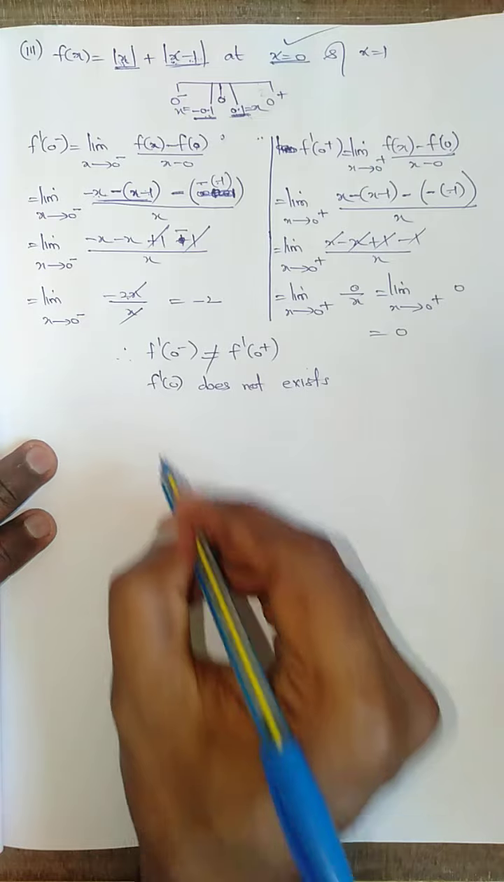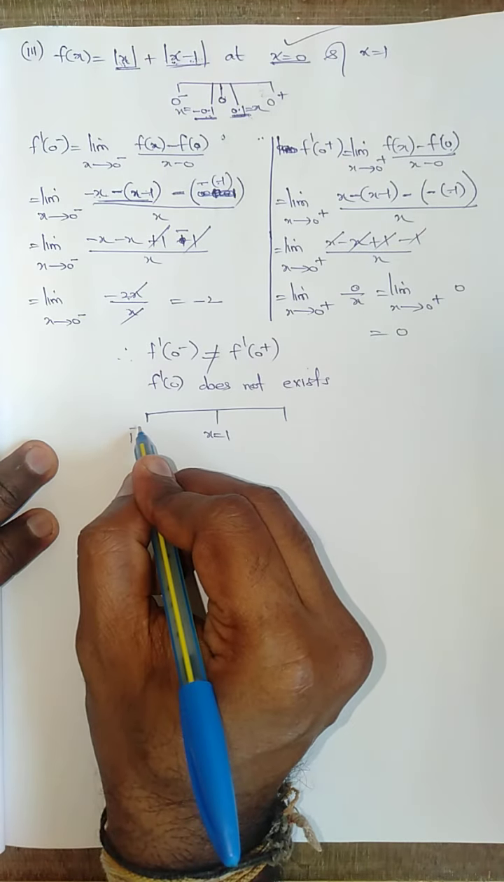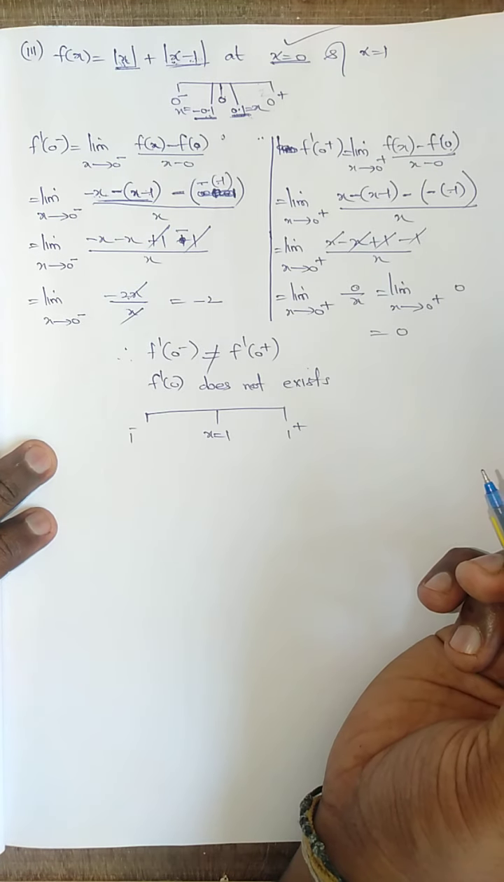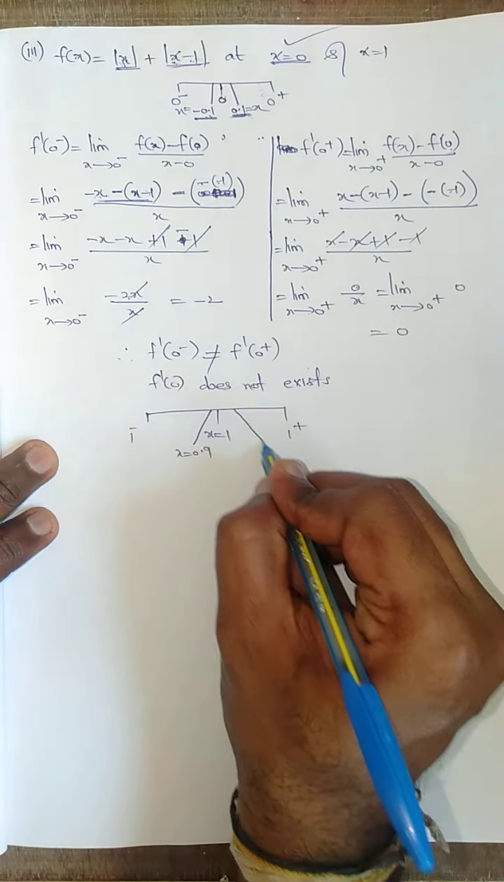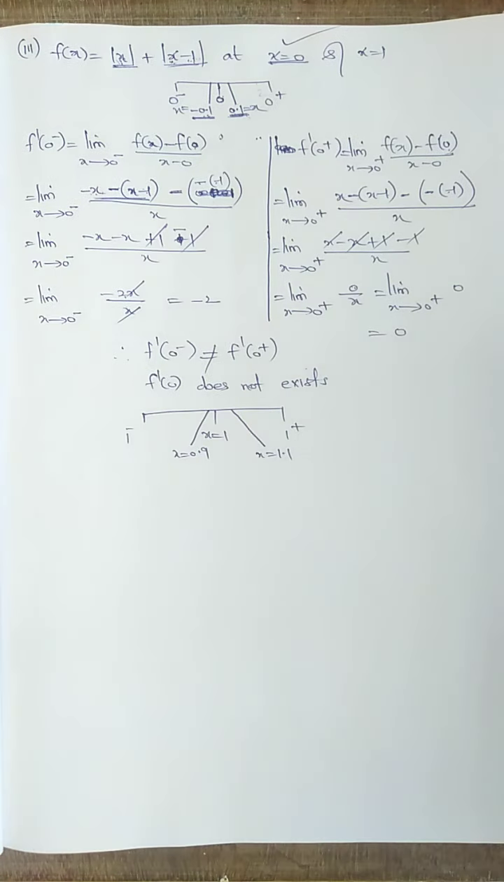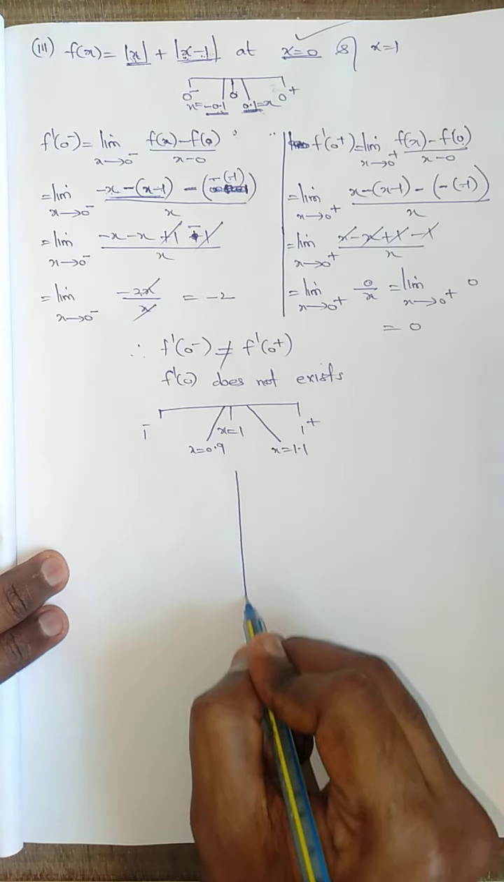This is for x equal to 0. For x equal to 1 I need to apply. This is x equal to 1. This is 1 minus and 1 plus. I can apply x equal to 0.9 for this, and x equal to 1.1 for this. Okay. Apply. First write the formula. Separate and write the formula.